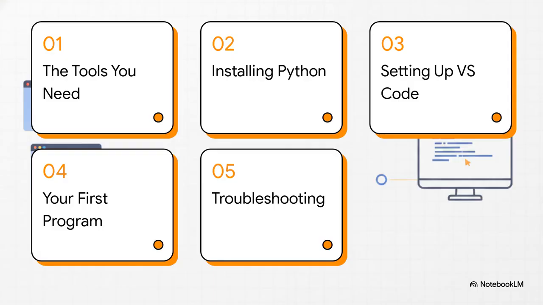Here is our quick roadmap for today's explainer. 1. The tools you need. 2. Installing Python. 3. Setting up VS Code. 4. Your first program. And 5. Troubleshooting and next steps. It's just a finite, manageable series of steps, and you'll be completely good to go.